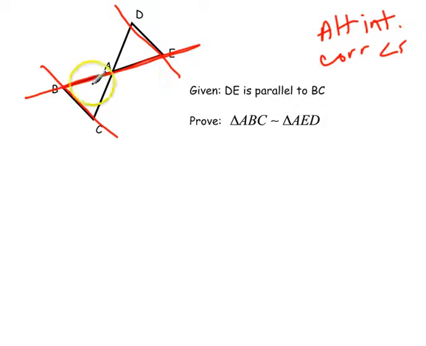Well, with this transversal, we have this angle here that's part of triangle ABC, and it seems to be alternate interior to this angle here that's part of AED. So those two angles must be equal in measure because we know that when you have parallel lines, alternate interior angles are equal in measure. We also have a set of vertical angles. This angle here is equal to this one over here by the vertical angle theorem. Well, we know once we have two pairs of congruent angles, we know that the triangles are similar. So let's go ahead and get started.